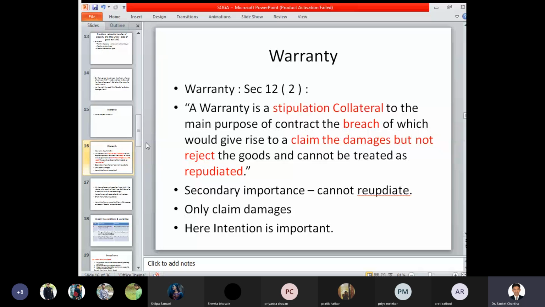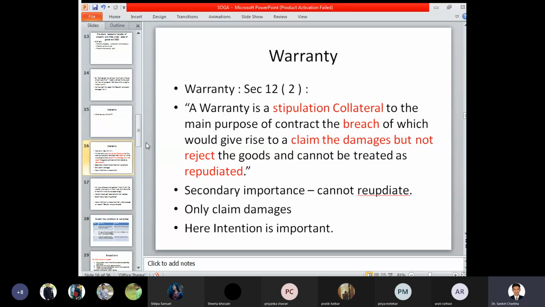A condition is always a stipulation that is a mandate for the main purpose of the contract, but a warranty is not concerned with the main purpose of the contract. Now, if any party to the contract is conducting a breach, usually in terms of the Sale of Goods Act, the breach of condition and warranty is conducted by the seller. Under the purview of warranty, you have the right to claim damages, but you cannot reject the goods that you have got delivered.